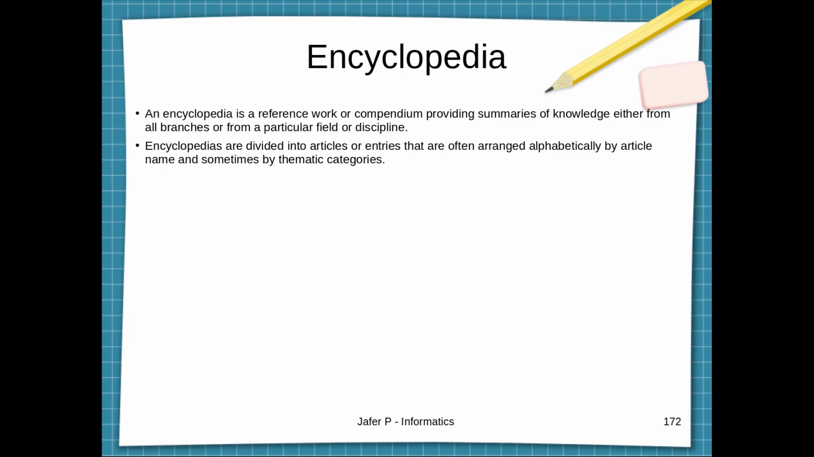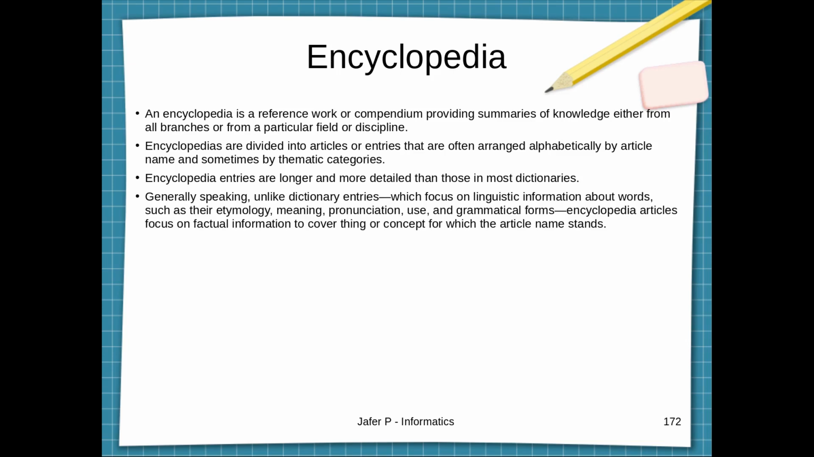They will be arranged alphabetically by article name, sometimes in thematic categories. Encyclopedia entries are longer and more detailed than those in most dictionaries. It's not like dictionaries. You will be getting detailed information from an encyclopedia for a particular topic.